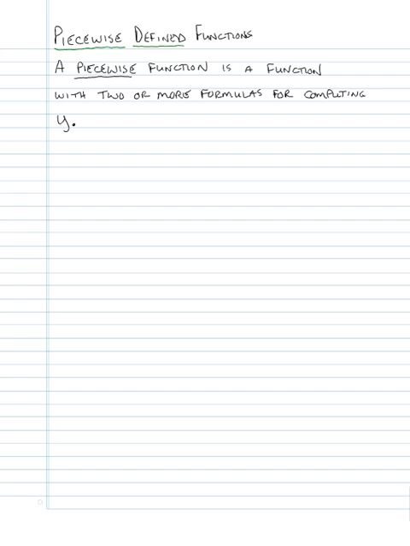Well, as you can see in this discussion, we're going to talk about functions that are called piecewise defined functions. A piecewise function, or a piecewise defined function, is a function with two or more formulas for computing the value of y. The formula to use to compute y with depends on the value of x.